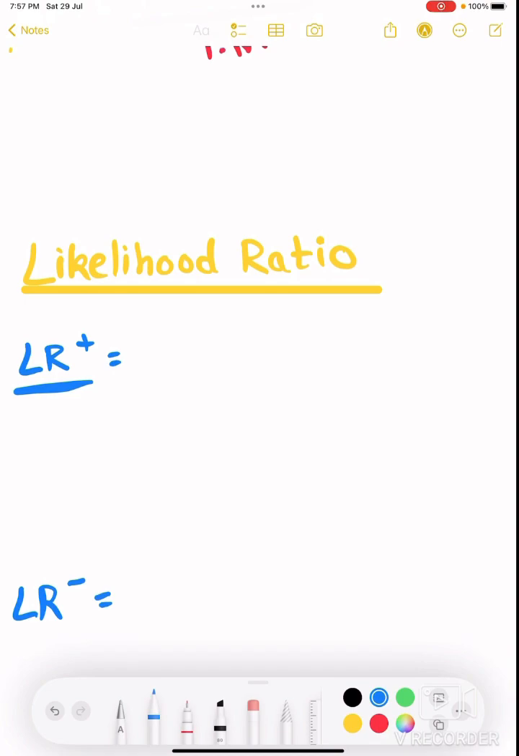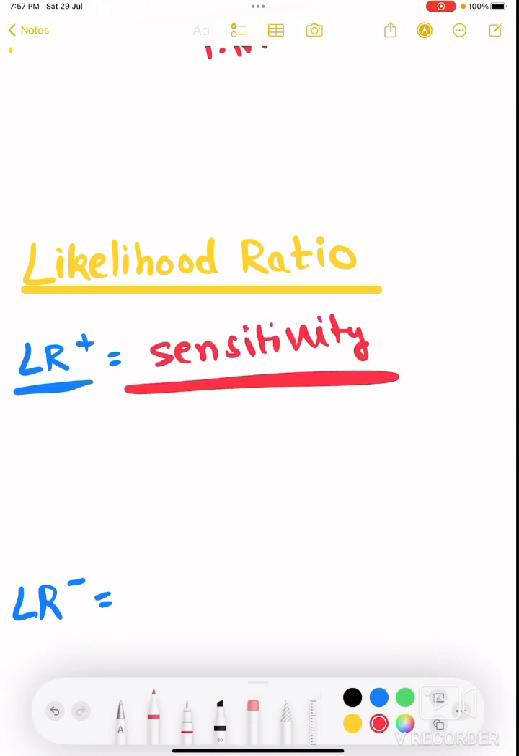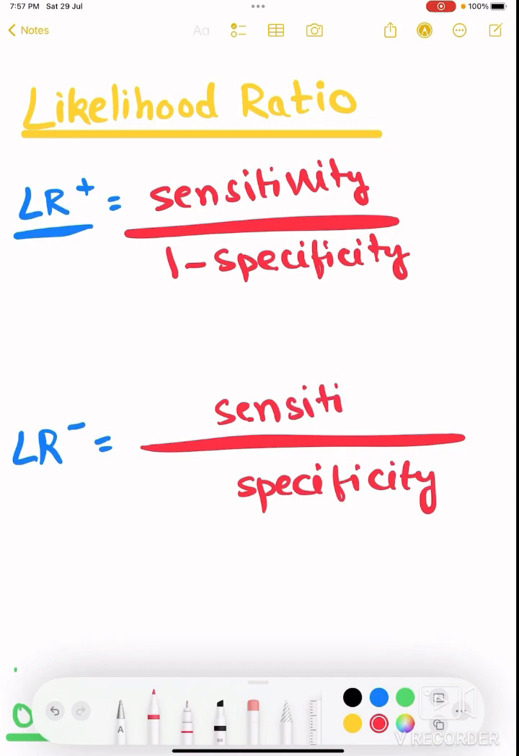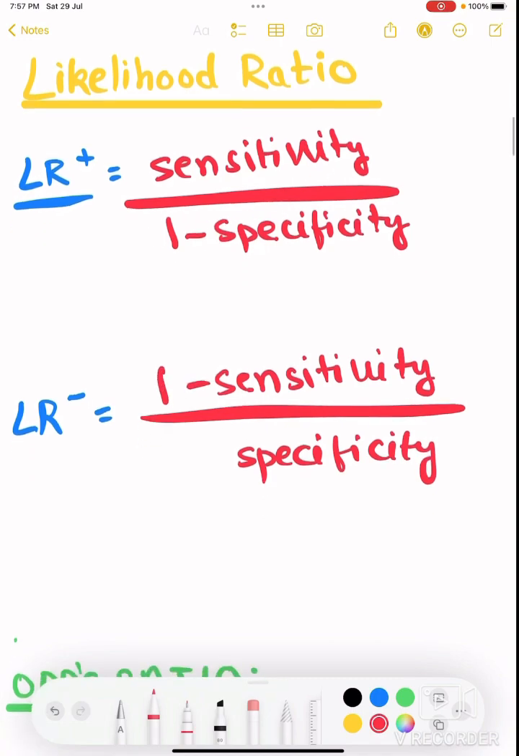What is the formula of likelihood ratio? The LR positive formula is sensitivity divided by 1 minus specificity. For LR negative, the formula is almost similar. Again, you write specificity in the denominator and sensitivity in the numerator, but this time the 1 minus is placed here. Understood? Very easy.